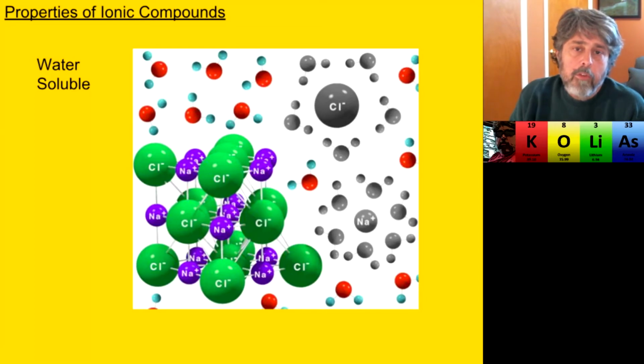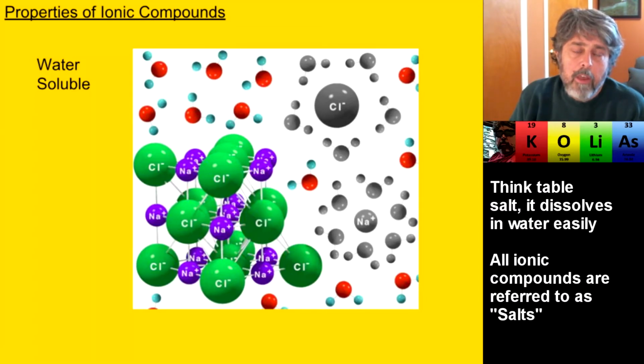Okay, and finally, we'll just mention here some properties of ionic compounds. First thing you need to know is that they are water soluble. They dissolve in water. Not all of them, but the majority of them do. Things like minerals and rocks, they obviously don't dissolve in water. Otherwise, when it rained, we wouldn't have any anymore. But for the most part, ionic compounds are water soluble.